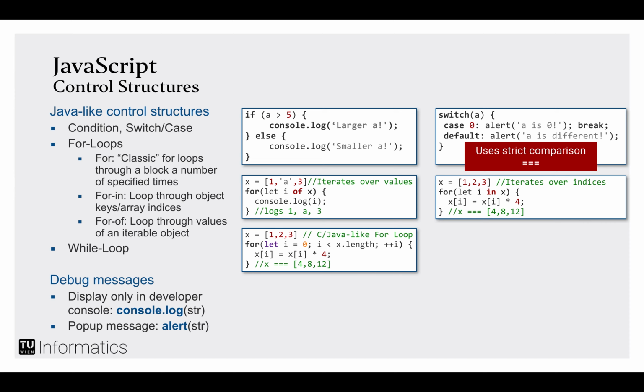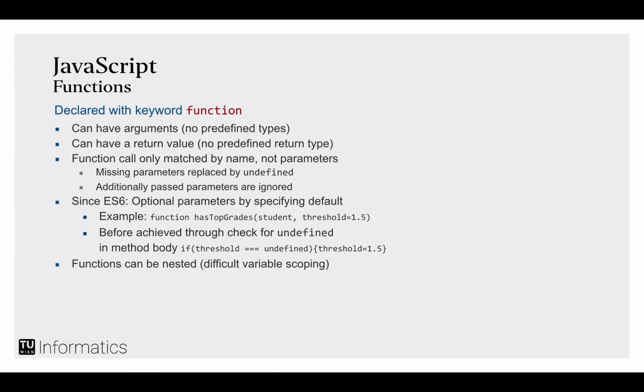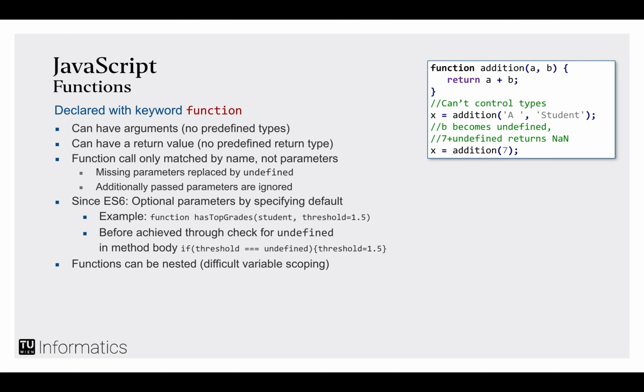Okay, so we went through control structures. Now we're going to go through functions. And functions in JavaScript are declared with this keyword function. They can have arguments. However, the arguments don't have predefined types. They can have a return value. However, again, the return value does not have a predefined type. And the match of the function is only by name, not by parameters. So there's no such thing as function overloading.